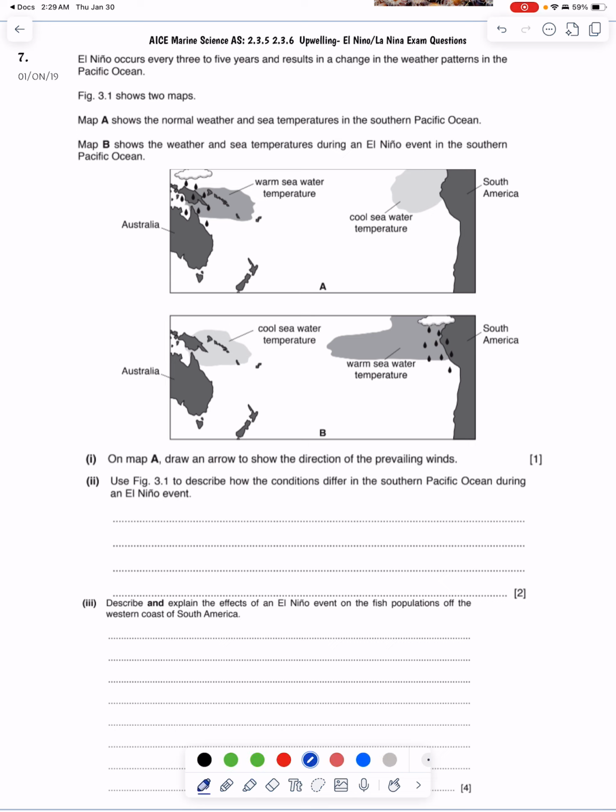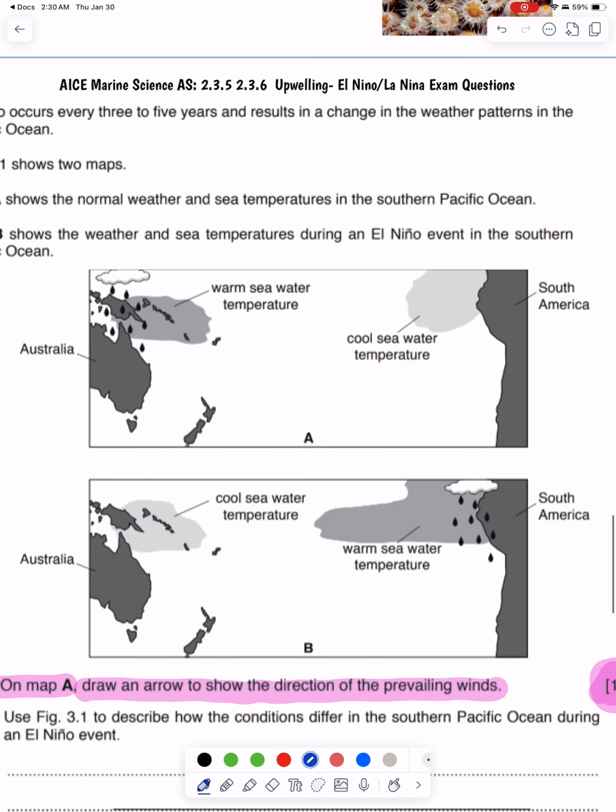And the first task you're given says, on Map A, draw an arrow to show the direction of the prevailing winds. This kind of question is the most missed type of question on exams because there's no lines associated with it, but we're not looking for lines. We need to be looking for brackets that tell us that there's marks available. So draw an arrow to show the direction of the prevailing winds, and that's here. If we think about a compass, our winds blow east to west. These are equatorial winds or trade winds. And they go in this direction.